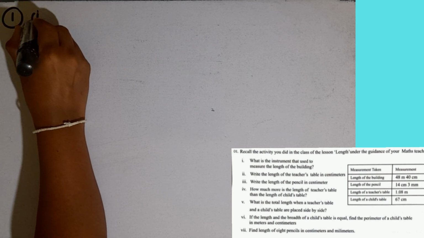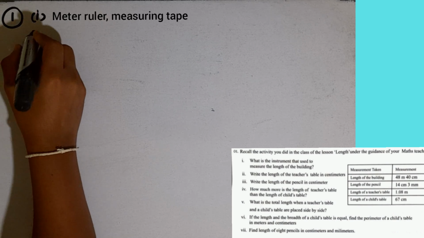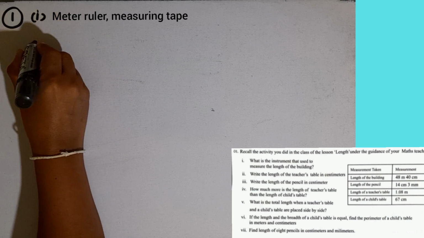Question number 1. Recall the activity you did in the class of the lesson length under the guidance of your maths teacher. First question. What is the instrument that is used to measure the length of the building? To measure the length of the building, we can use the meter ruler or the measuring tape. They are the instruments. So you can write one of them.